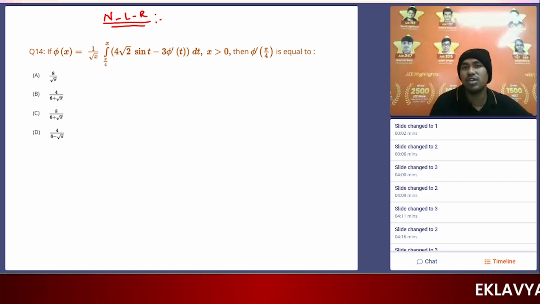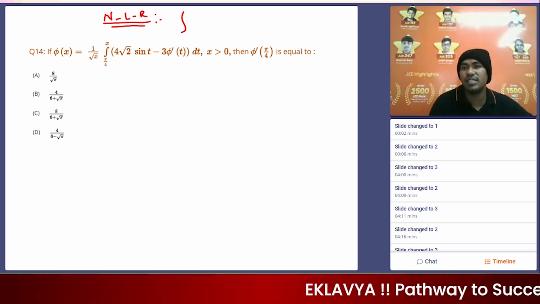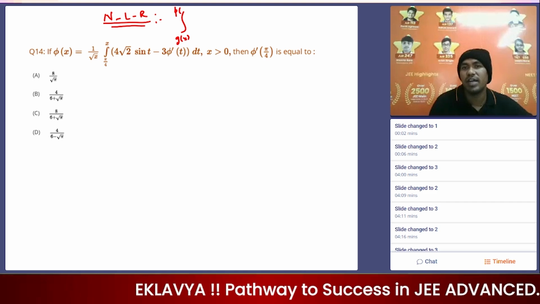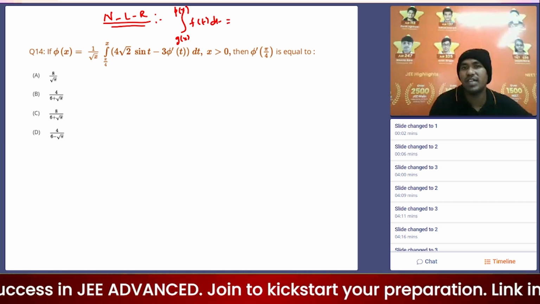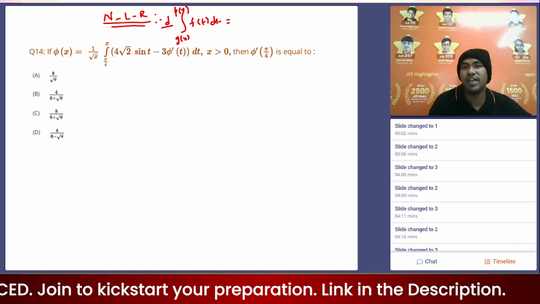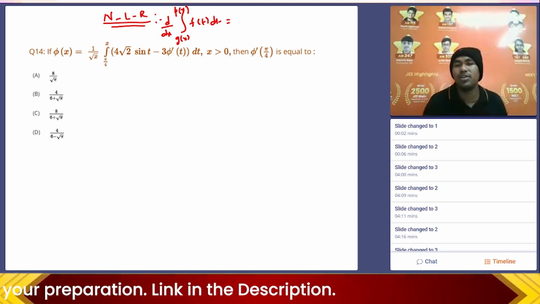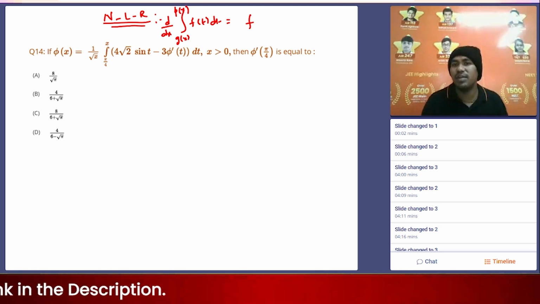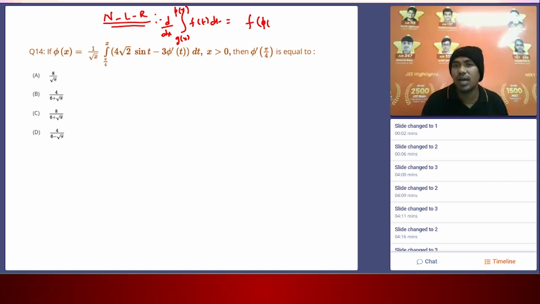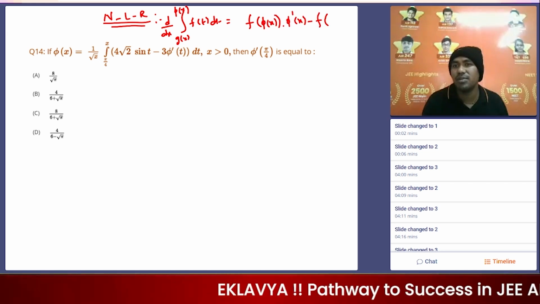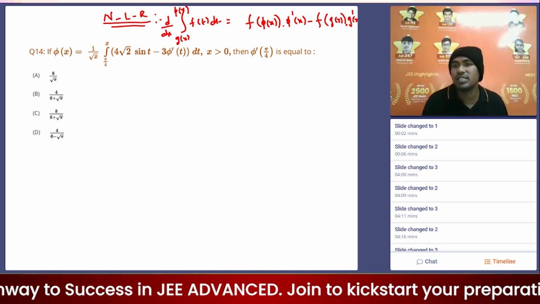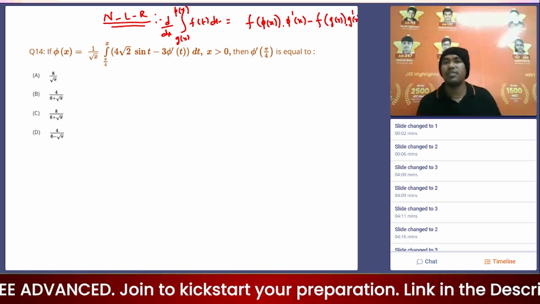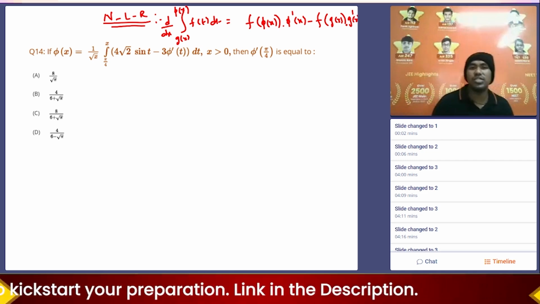What does the Newton-Leibniz rule say? For the integral with some function g of x and some function of phi of x as limits, and f of t dt inside, take the derivative d by dx. The derivative becomes f of the upper limit times the derivative of the upper limit, minus f of the lower limit times the derivative of the lower limit. Very good. If you remember the Newton-Leibniz rule, then what will happen?